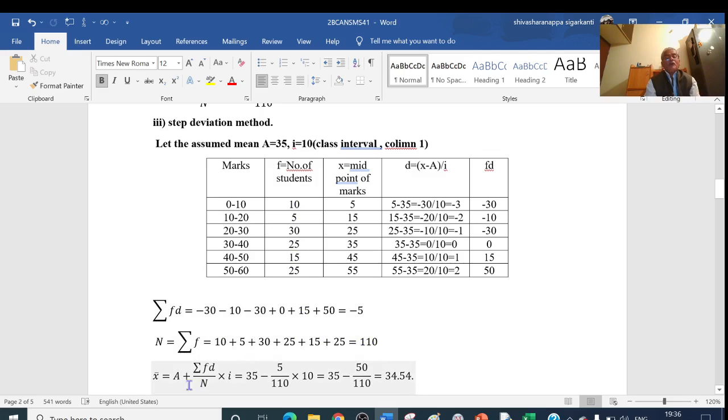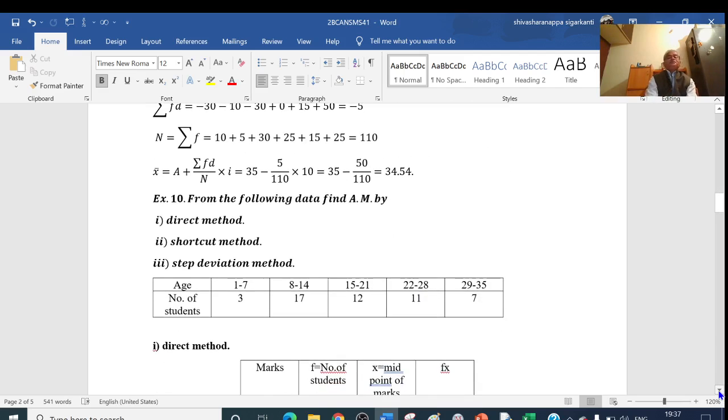Then according to my formula, x bar is equal to A plus sigma FD by N into I. A is equal to 35, sigma FD is minus 5, by N, which is 110, into I equal to 10. So this is equal to 35 minus 50 by 110. 5 into 10 is 50. 35 minus 50 by 110 is 34.54. This method is the step deviation method.